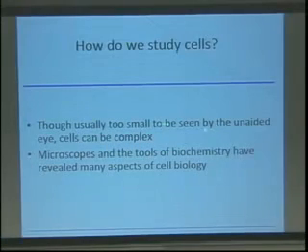Okay, so how do we study cells? These are typically too small to be seen by the unaided eye, and they're quite complex. One of the things that was developed early on, back in the 1600s actually, was the light microscope, a way to magnify cells so that they could actually be viewed, and people could start to see what they were and what kinds of components they had, how they worked.